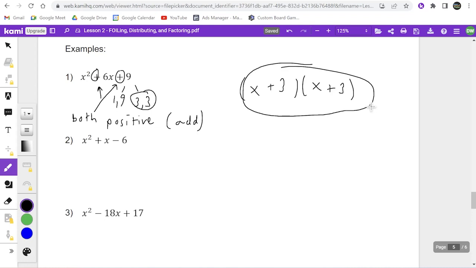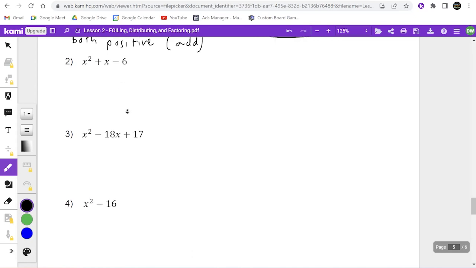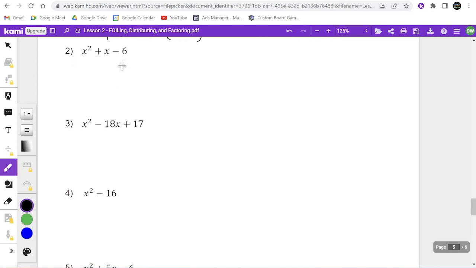Okay, hopefully not. Okay, now let's up the ante a little bit. Let's make this a little harder. So for number 2, x squared plus x minus 6, first, what are the factors of 6? Well, you got 1 and 6, and you got 3 and 2, right? So this time, notice it's a minus sign. Whenever you have a minus sign there, it's one of each, which means you're going to subtract these numbers.